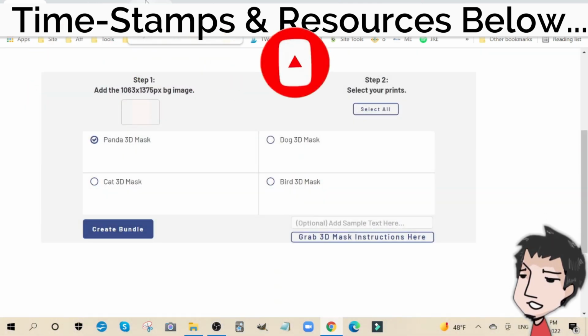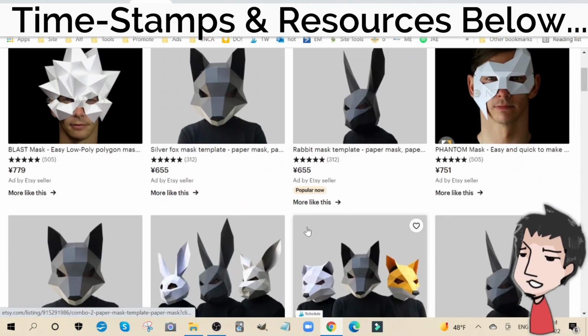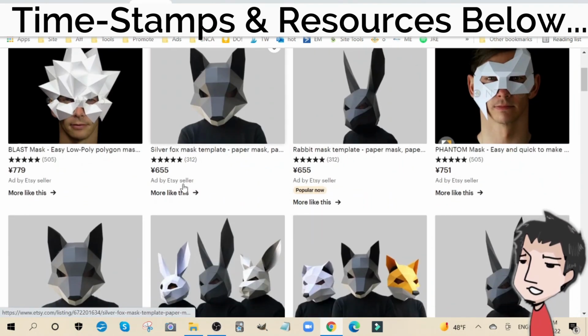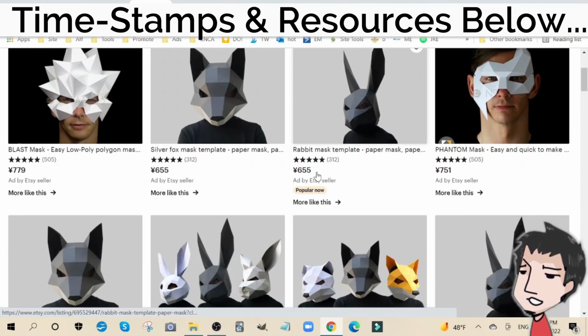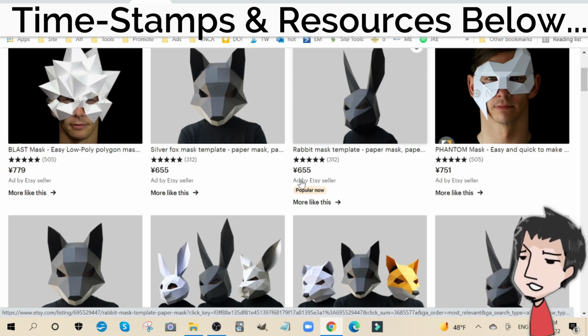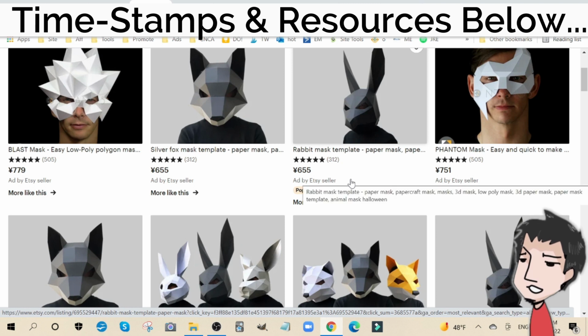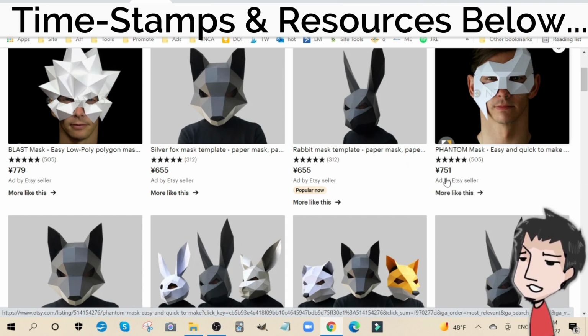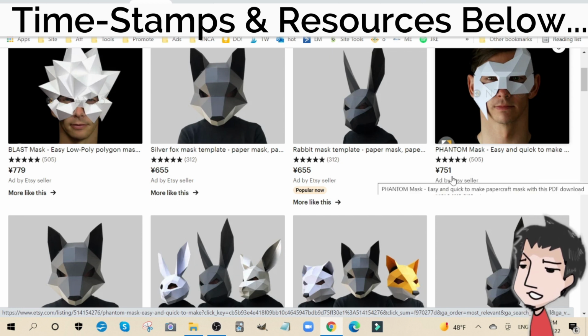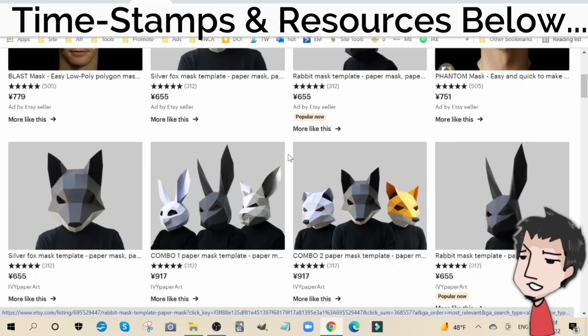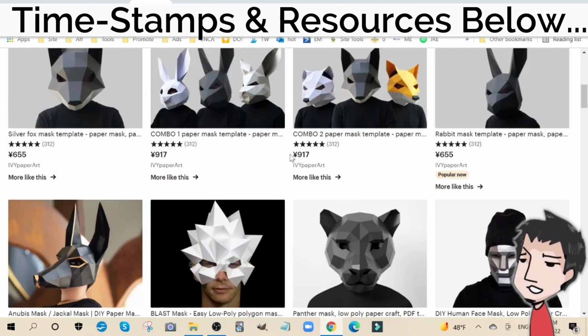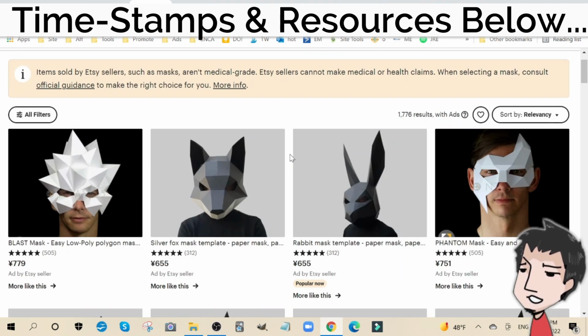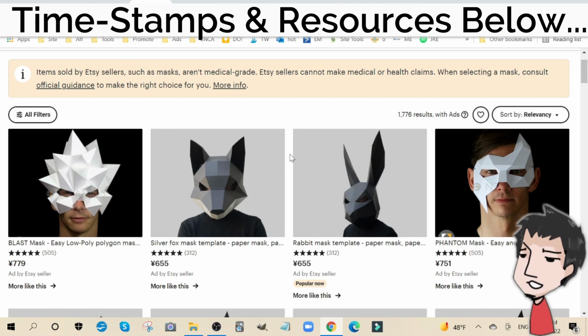And as you can see here, if I go to Etsy, you get a rough estimate of what you should be charging. It says here 655 yen. That's about $6 or $5.99. Okay, that's what you're looking for. And 751 yen. Again, that's about $6 something. Okay, dollars. So that's what you might want to charge for these types of masks. And that is the market in a nutshell.